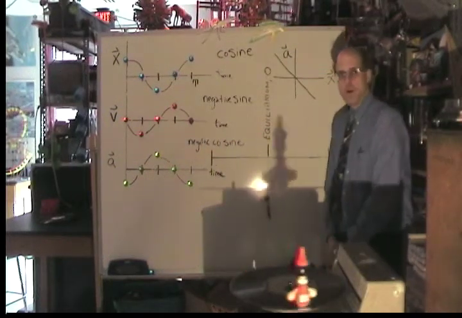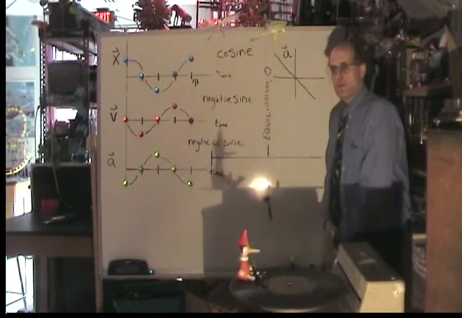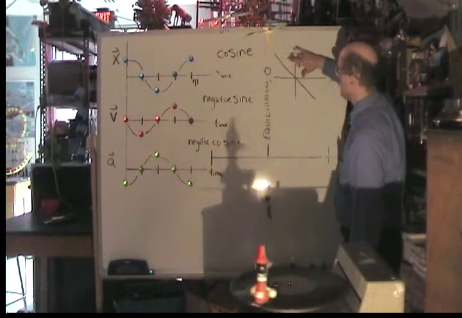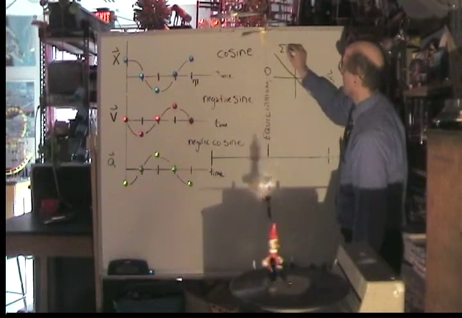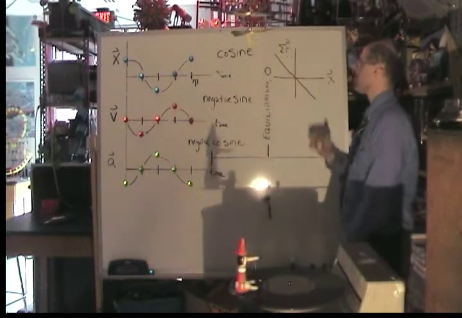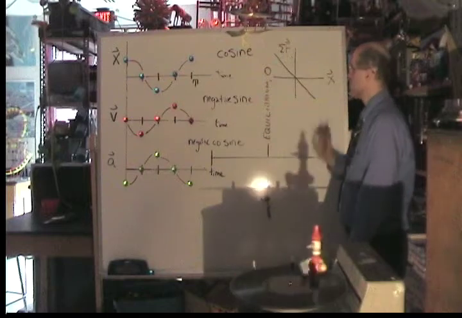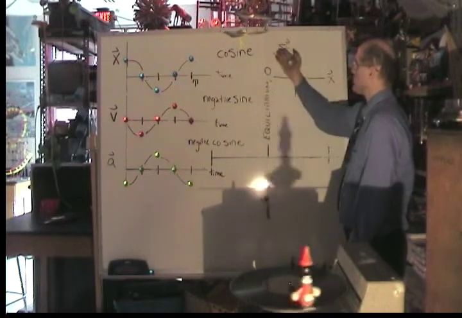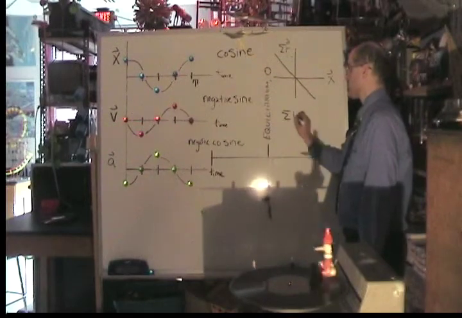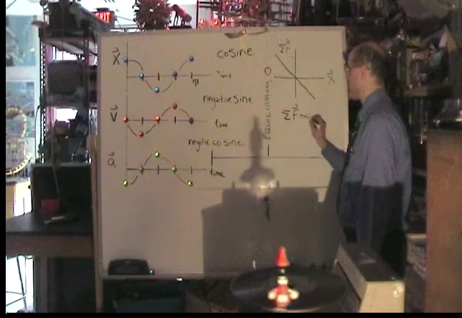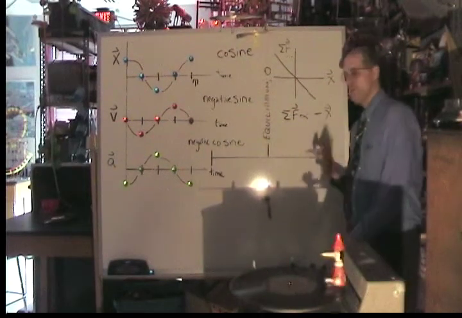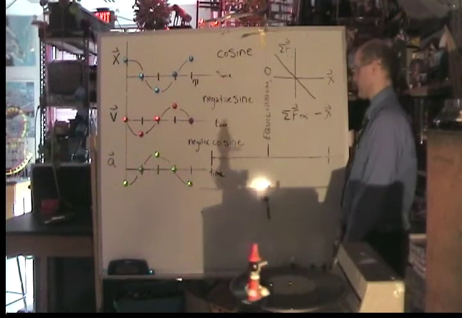From Newton's second law, acceleration is equal to net force over mass. So we could also create the same graph if we make this net force versus position. So this shows a proportionality between net force and position, where the net force is directly proportional to the negative of the position, just like the acceleration was directly proportional to the negative of the position.